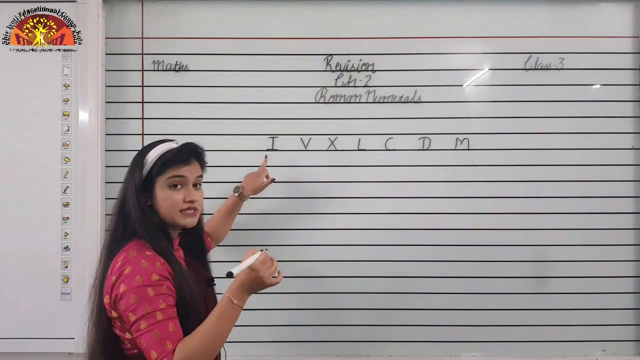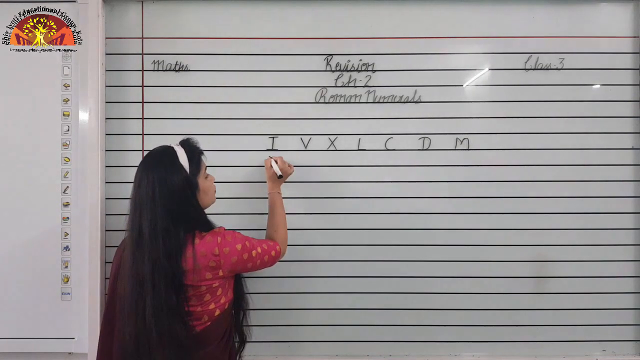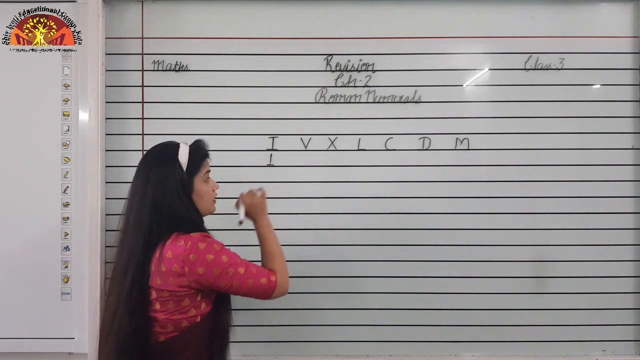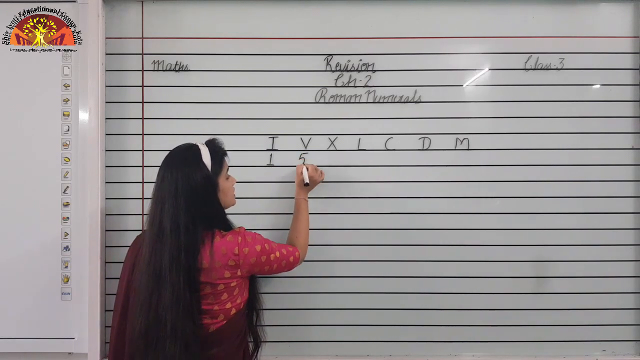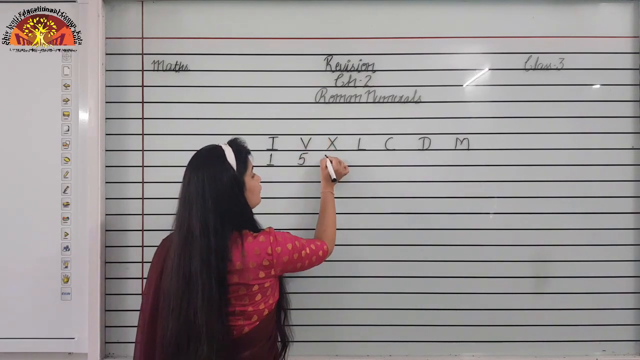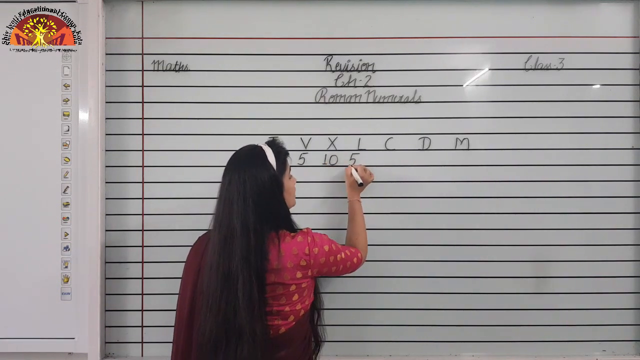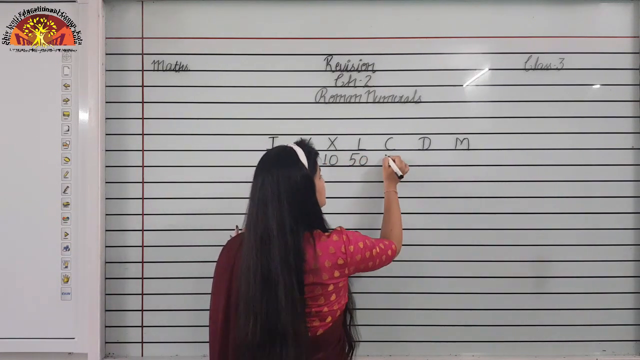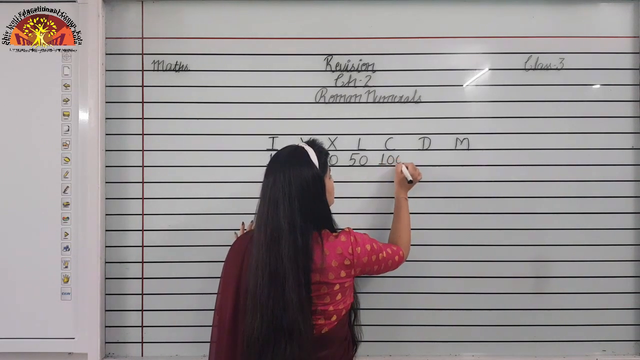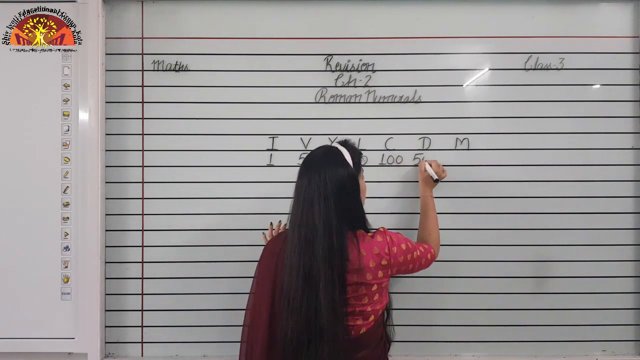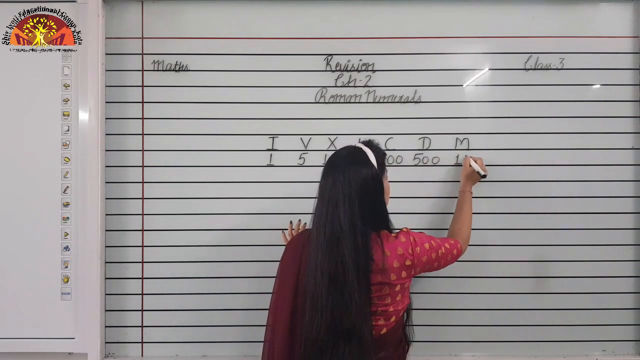Now what is the meaning of this I? The meaning of I in Hindu-Arabic numerals is 1. The meaning of V is 5 and the value of X will be 10. The value of L is 50. C means 100, D means 500 and M means 1000.